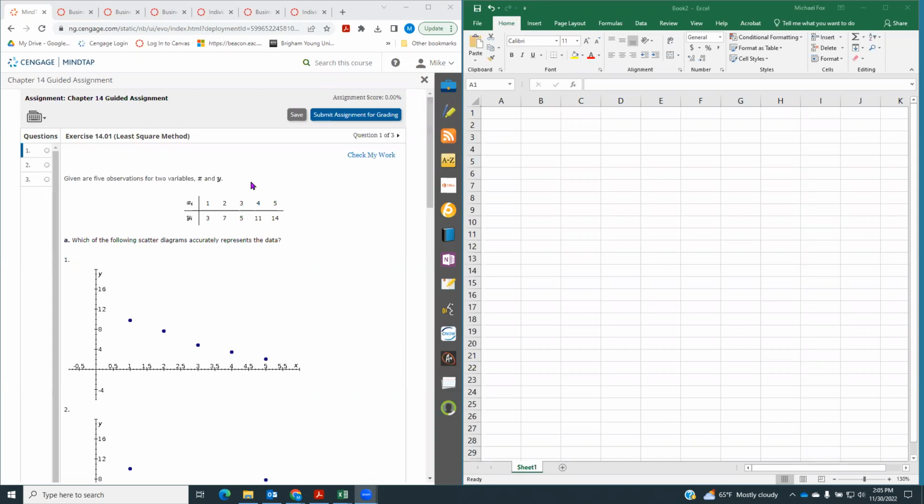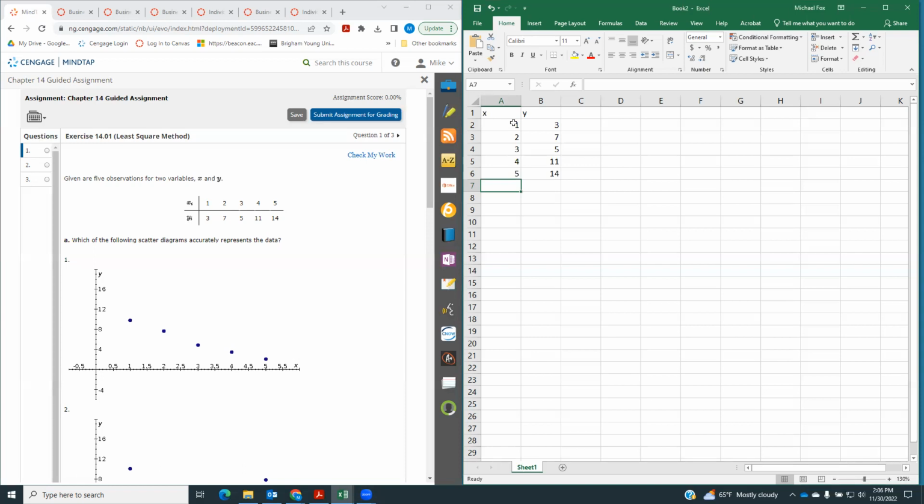So here we are on the first one. They give us 5 observations for 2 variables, X and Y. So I'm just going to go ahead and enter this in. And I found that Excel works a lot better if I do my variables vertically. So my X variable is 1, my Y variable is 3, 2 and 7, 3 and 5, 4 and 11, 5 and 14.